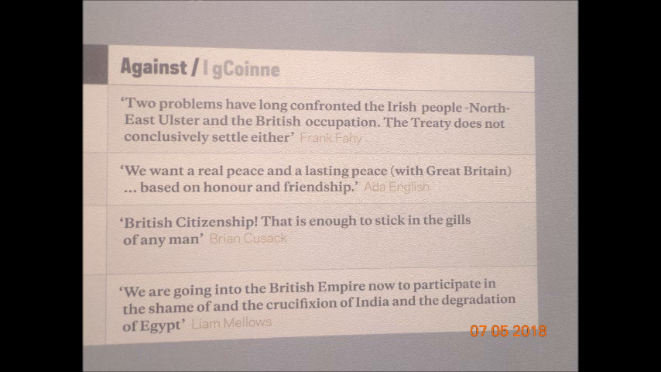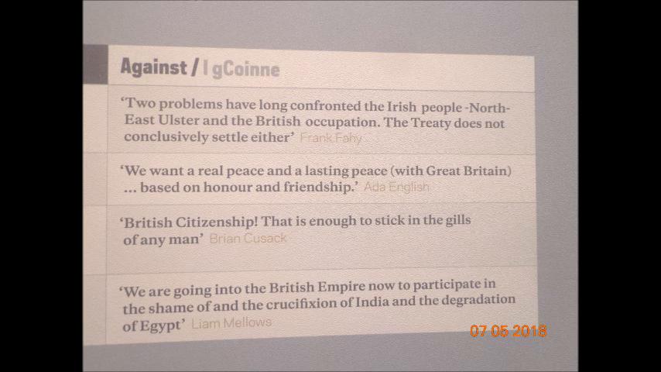So here you can see some of the points of the people who would have been against the British treaty. "Two problems have long confronted the Irish people of Northeast Ulster and the British occupation. The treaty does not conclusively settle either." Basically, those people wanted to stay with Britain and not join Ireland, so there's some contention there. "We want a real peace and a lasting peace with Great Britain based on honor and friendship," and that's sort of not how this one was about. There's a lot of acrimony, a lot of anger, a lot of upset. "British citizenship, that's enough to stick in the gills of any man." Basically, even though Britain was giving Ireland its independence, they were still being considered English subjects, and for people who'd just been fighting against that, they were very much against that.